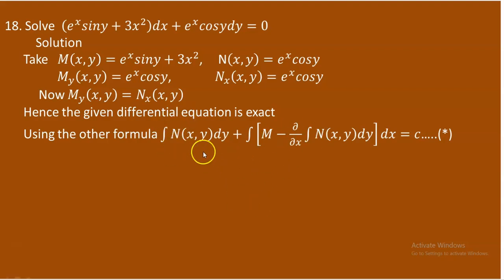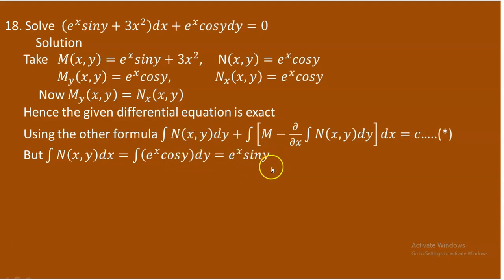So now the integral of N dy plus the integral of M minus the partial derivative with respect to x of the integral of N dy, times dx equals c is written. So let's see how we can solve this one by using this approach. As we did before, first we have to find the integral of N dy. N is already here, so let's integrate this one with respect to y. The integral of e to the power of x cos y dy comes, and since we are integrating with respect to y, e to the power of x is taken as a constant out, and then the integral of cos y comes sin y.